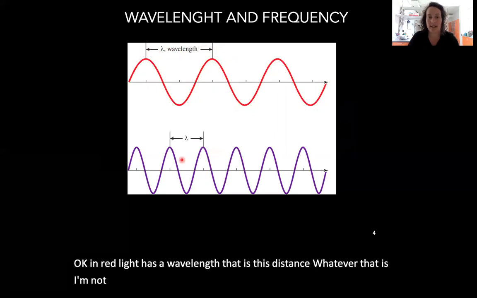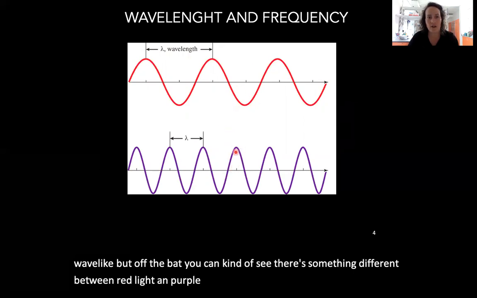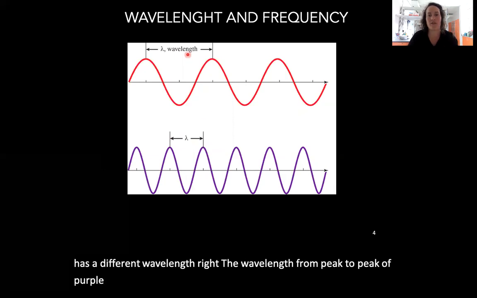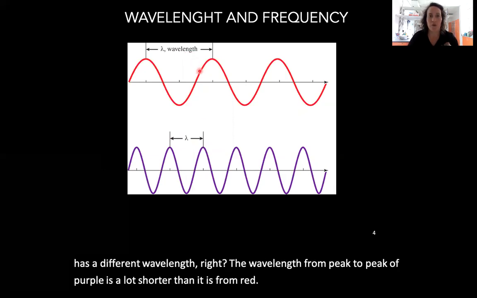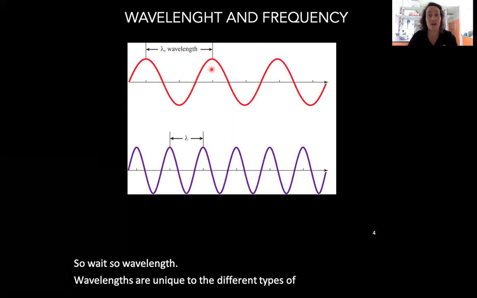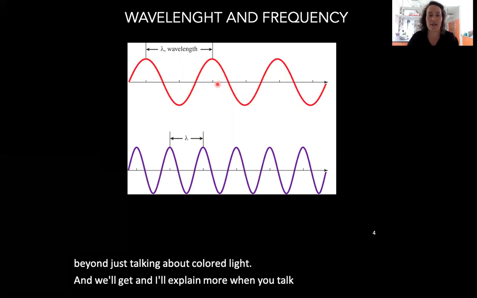In contrast, look at purple light. Notice it also is wave-like, but right off the bat, you can see there's something different between red light and purple light. Hopefully you see that it has a different wavelength, right? The wavelength from peak to peak of purple is a lot shorter than it is for red. So wavelengths are unique to the different types of light, and this goes beyond just talking about colored light. I'll explain more when we talk about the electromagnetic spectrum.